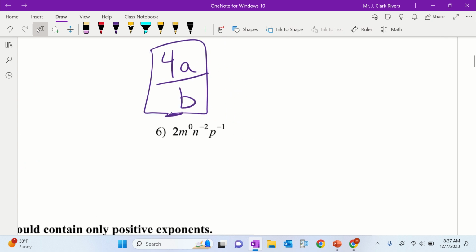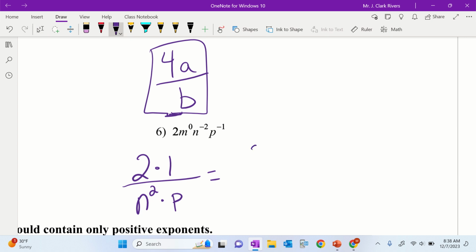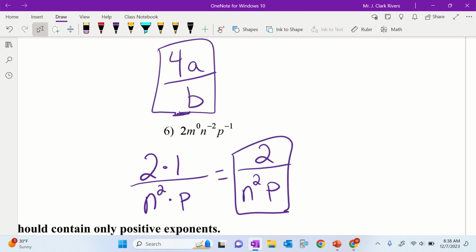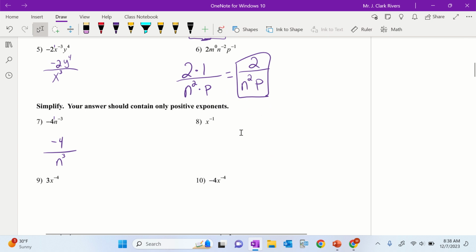Number 6. 2 multiplied by m to the power 0 is 1. Multiplied by n to the power -2, so I drop it to the denominator, n to the power +2. Multiplied by, all right, p to the power -1, that gets moved to the denominator as well, so times p to the first, or just p. Let's simplify this a little bit. 2 times 1 is 2 over n squared p. Keep moving.